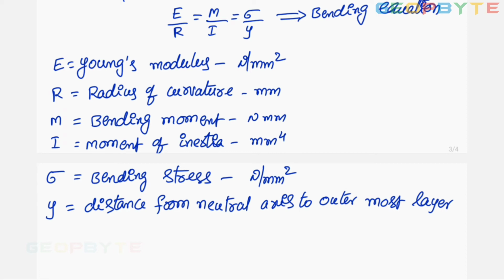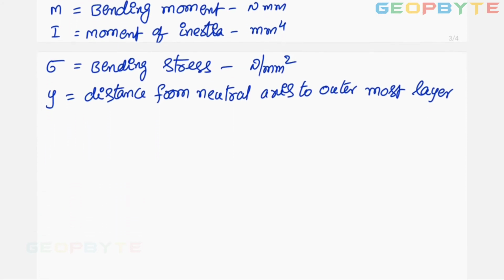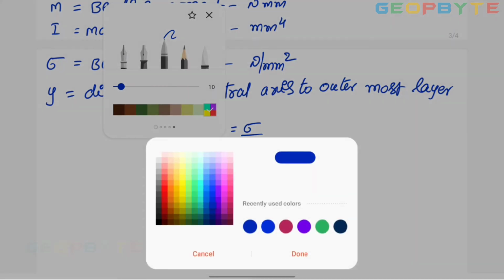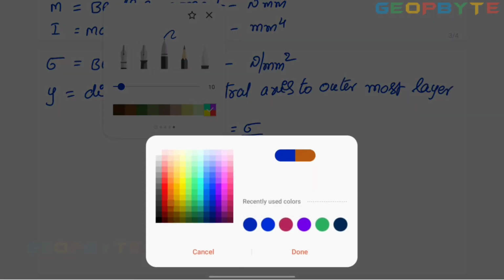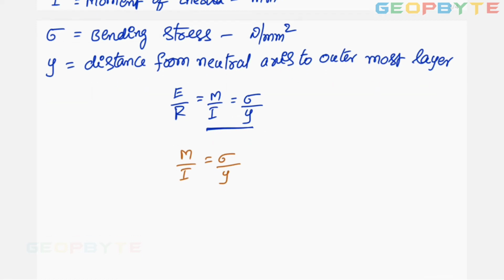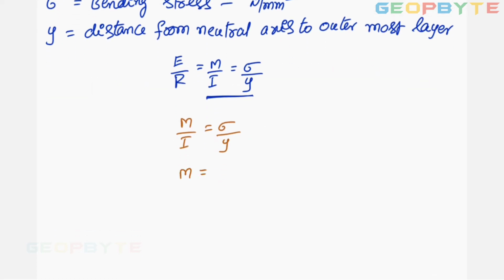So that is the terminology. Now once again let us take the equation E by R equal to M by I equal to sigma by y. From this you take this part, you take that part, you will get bending moment M by I equal to sigma by y, or M equal to I by y into sigma.